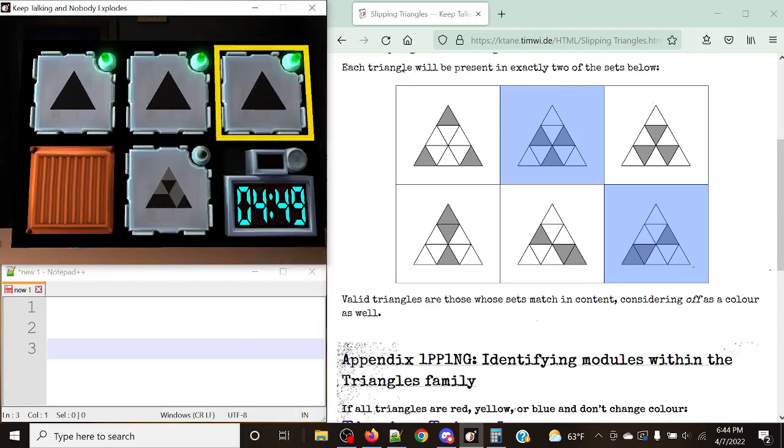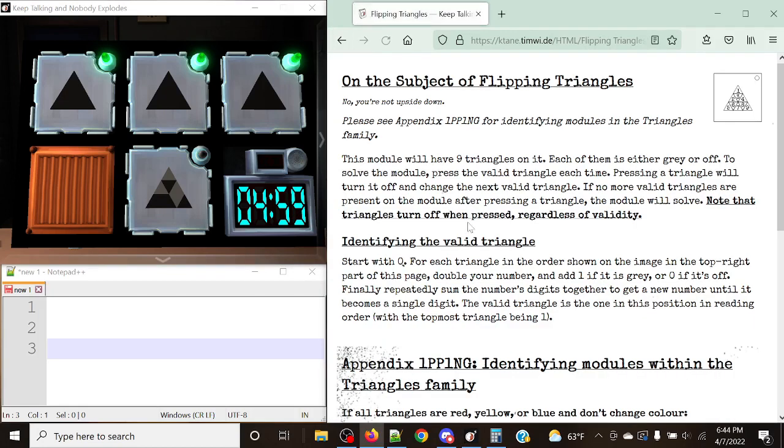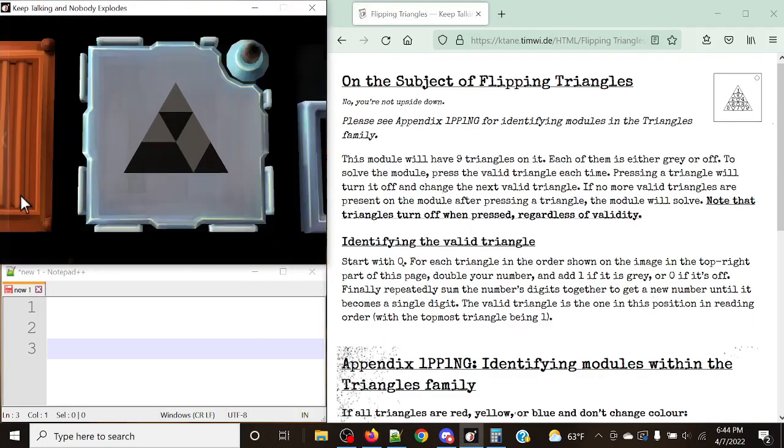Now, in most cases, you're going to have a one press with that one. However, I do believe that there is the possibility of there being more than one, as it says, considering off as a color as well. So we need to keep that in mind. Now, this is a lot of lucky examples, I will say, but now let's get into the fun mathy one.